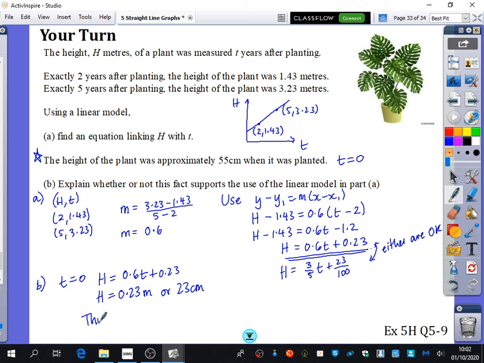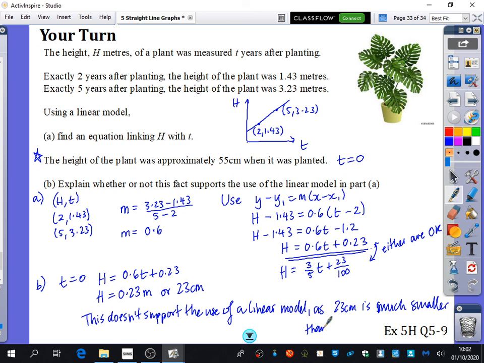No. So this doesn't support the use of a linear model, as 23 centimeters is much smaller than 55 centimeters. So if it was like 54 centimeters, what do you mean? Yeah, so if it was like 50 centimeters, 53 centimeters, 60 centimeters, you might say, yeah, this does support the use of a linear model because it's very close.